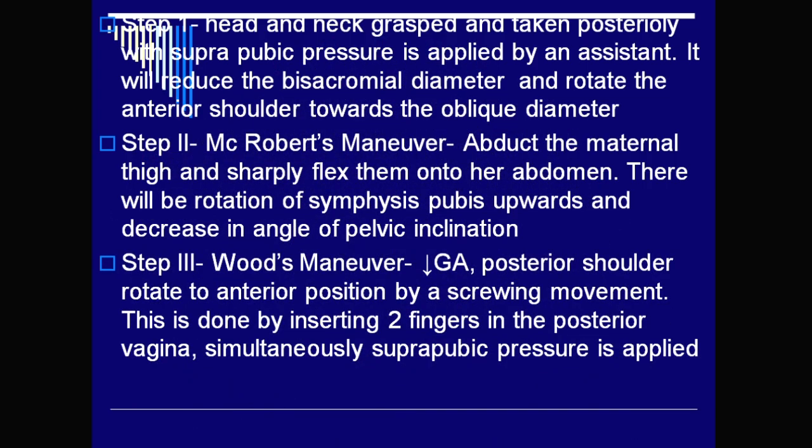Step 3: Wood's maneuver under general anesthesia. Rotate the posterior shoulder to anterior by a screwing movement. This is done by inserting 2 fingers in the posterior vagina, while simultaneously suprapubic pressure is applied.